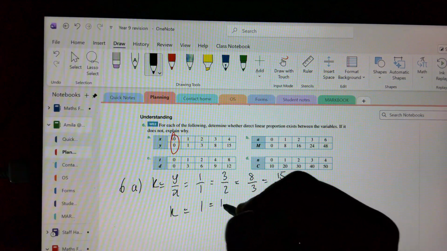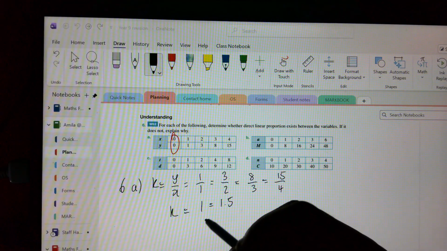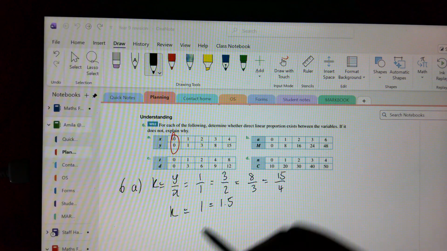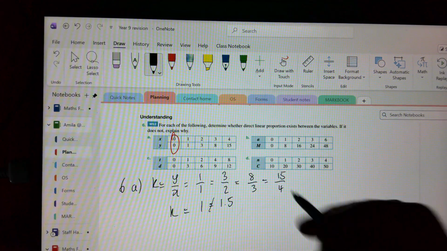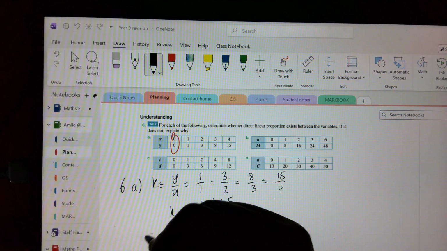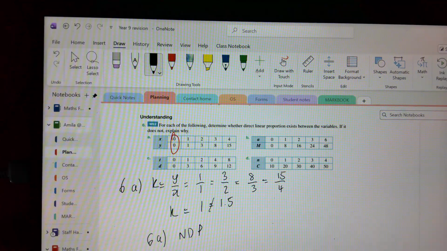So 1 is equal to 1.5, and immediately we can see that we don't have the same k value, and these two are not equal. So this is 6a, not directly proportional.